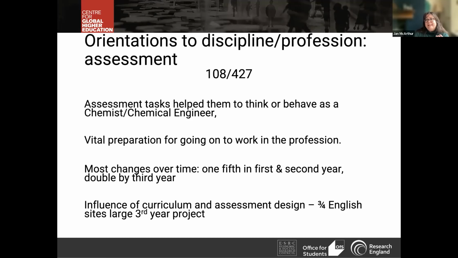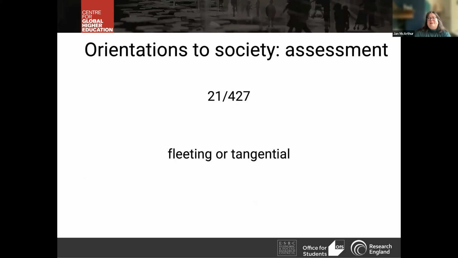So the one we're really looking for, though, is the orientation to society. Can they see that link between doing an assessment and gaining something that's going to be socially useful and in that way also individually enriching? So we got 21 out of 427, and these are largely fleeting or tangential.